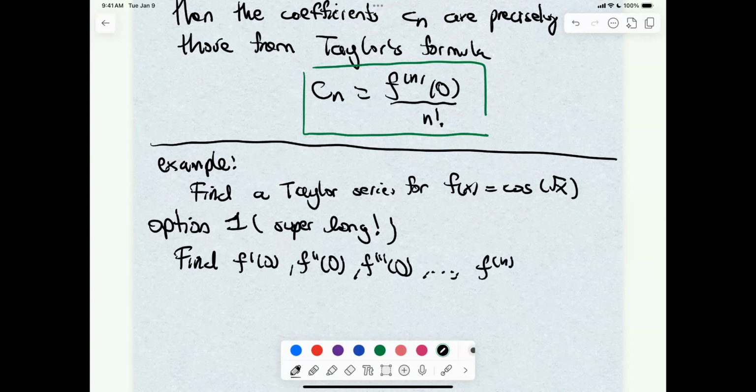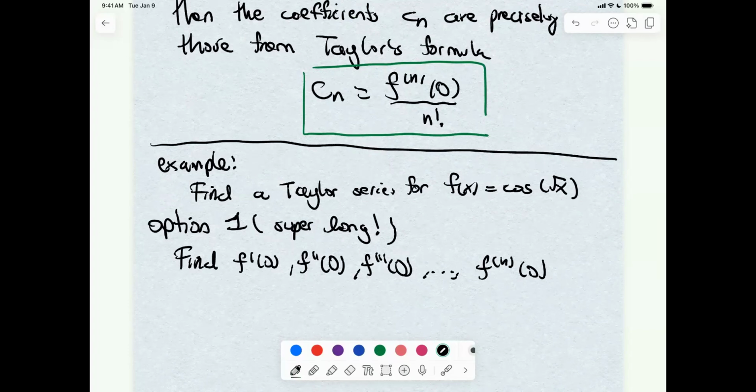Like you find a formula for the nth derivative, right? Evaluate at the origin, and once you have those numbers, you can cook up the Taylor series, right? Like using that formula. Option two, which is how I found some Taylor series last time, is that you start from a given Taylor series and you just massage it into the one that you care about.